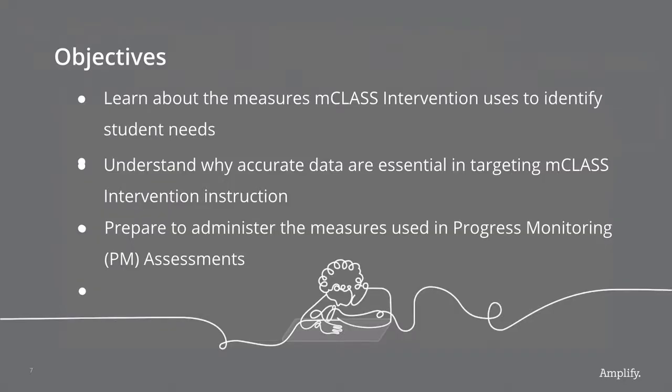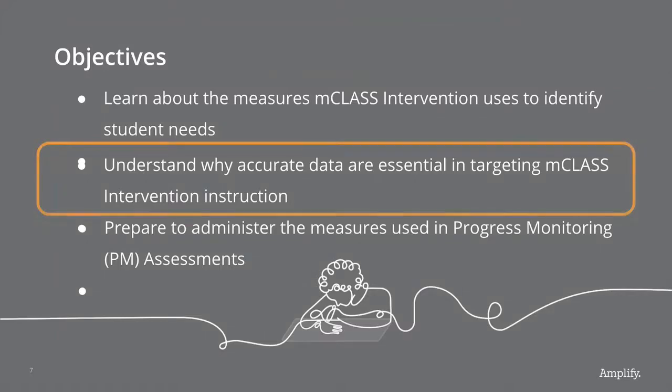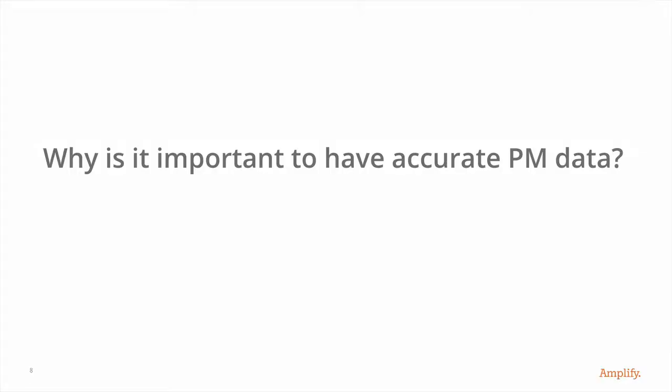Now that you know how M-Class intervention uses PM data to target its lessons, let's take a closer look at how scoring accurately is crucial to generating the right lessons for each group. We know assessment and progress monitoring is a very important part of the M-Class intervention machine. To group students and to generate lessons, why do you think it's important to accurately record student responses? Let me show you a few different cases of student responses and suggested instructional next steps.